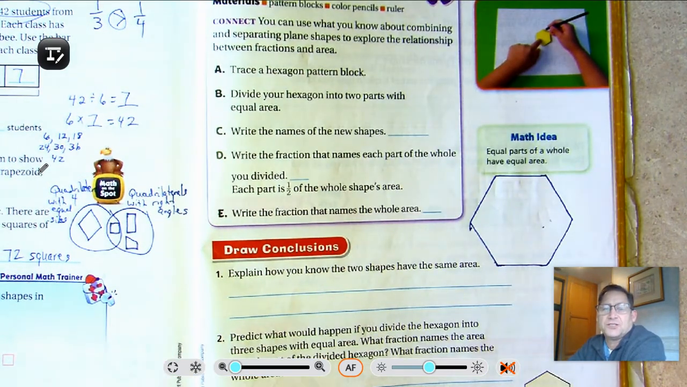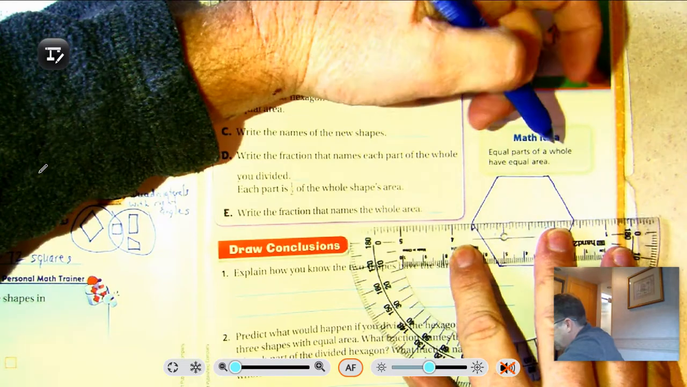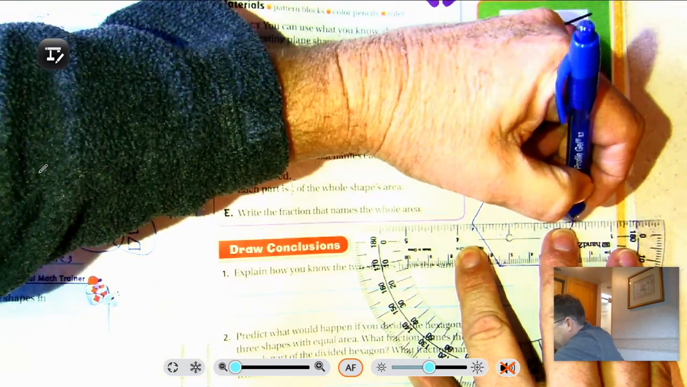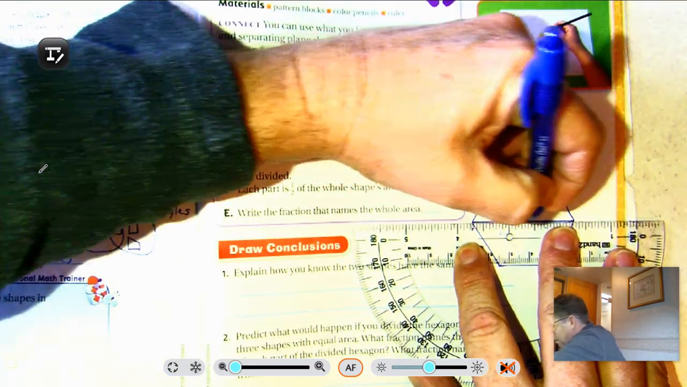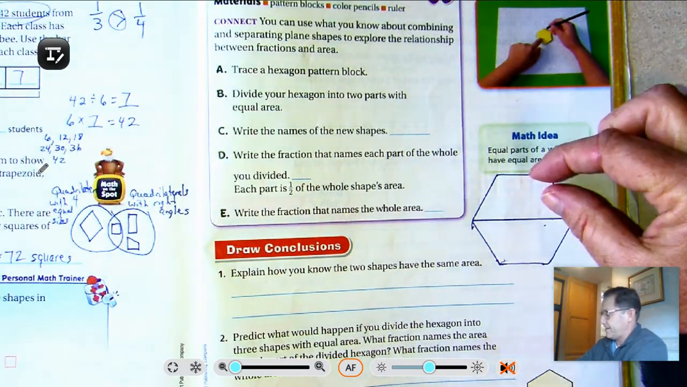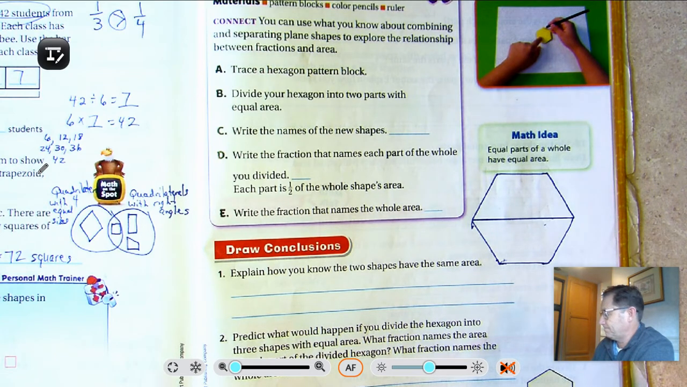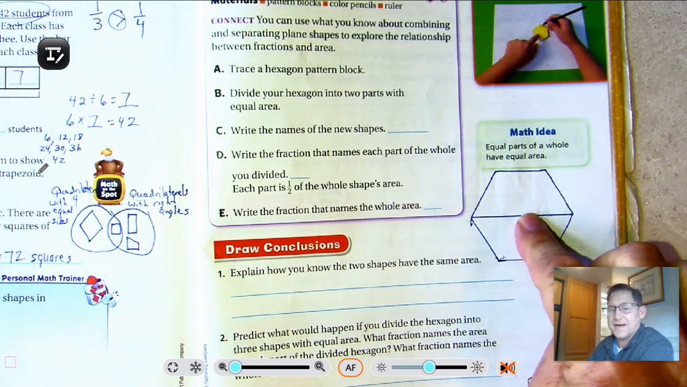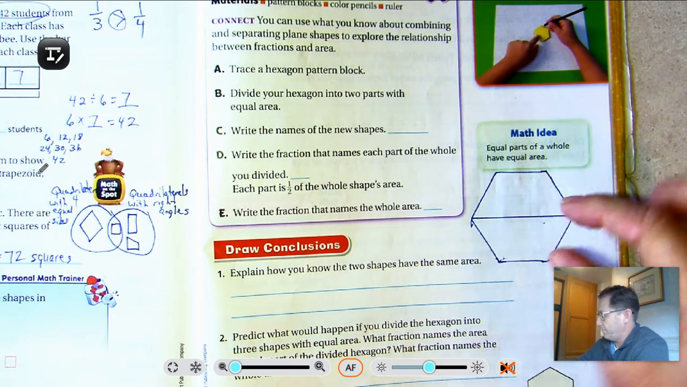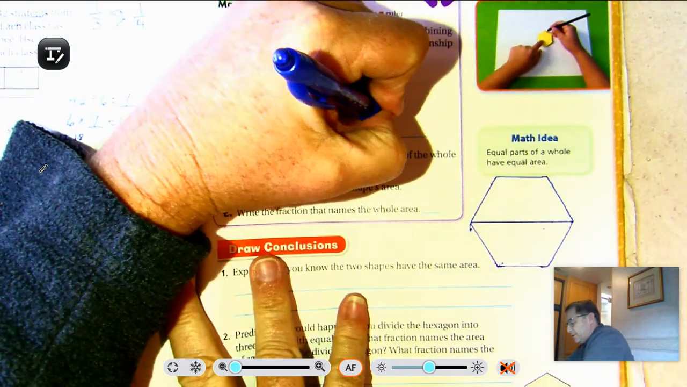Divide your hexagon into 2 parts with equal area. Okay, well, let me get my straight edge. All right, so this area and this area are equal. So write the names of the new shapes. What did we make here? Well, 1, 2, 3, 4-sided figures with one pair of opposite sides that are parallel. So we made trapezoids.